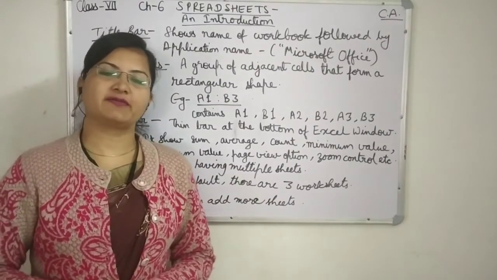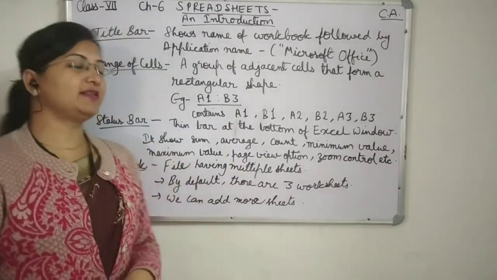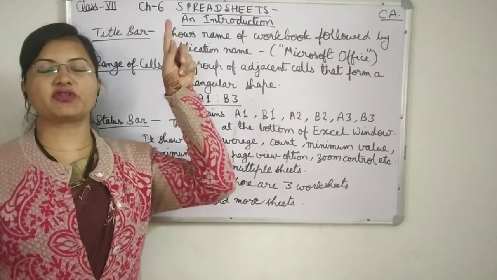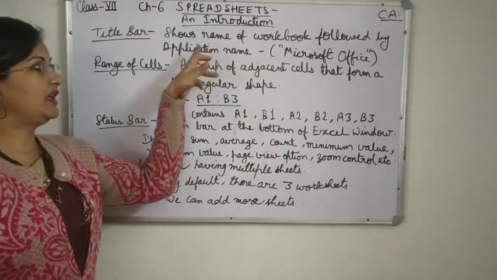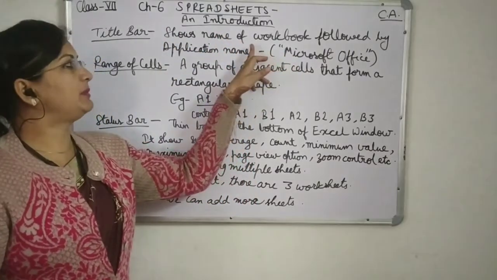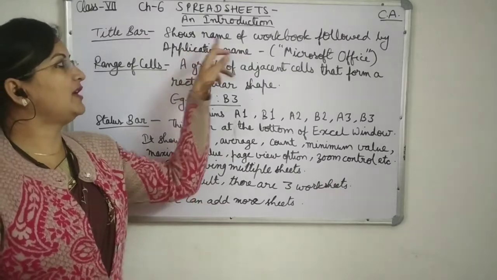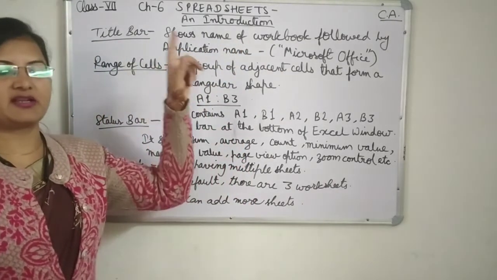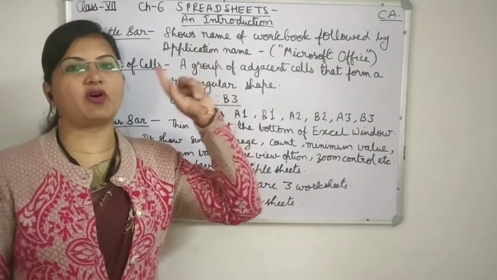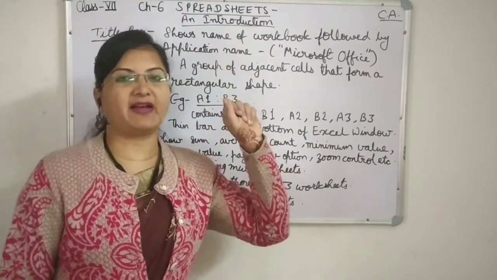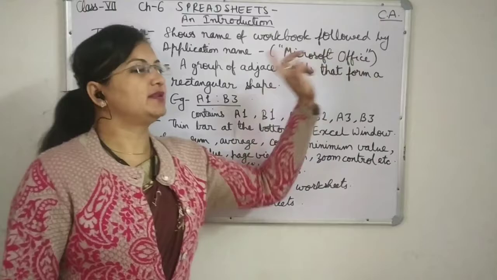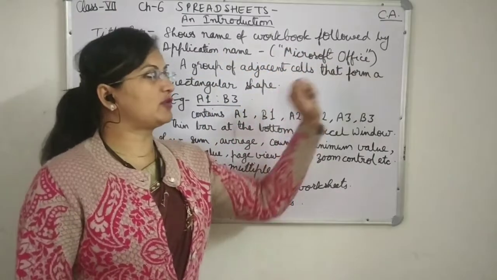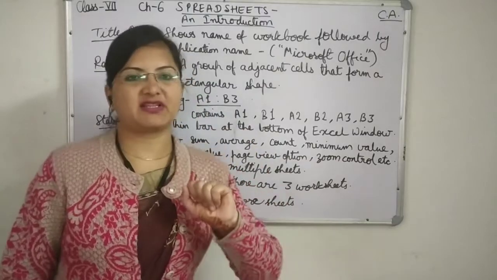So, we will discuss a few more words in MS Excel. Students, title bar. Title bar is the topmost bar of any window. So, in Excel, you will be able to see the name of the workbook in the title bar. Got it? In the title bar, you will be able to see the name of the workbook, meaning the name of the file, followed by the software name, the application name. So, there will be Microsoft Office if you are using MS Excel.